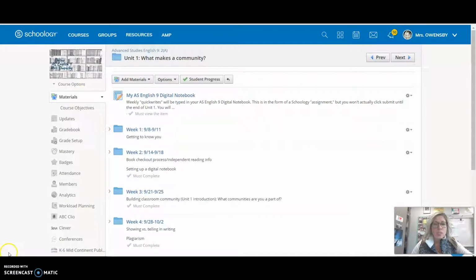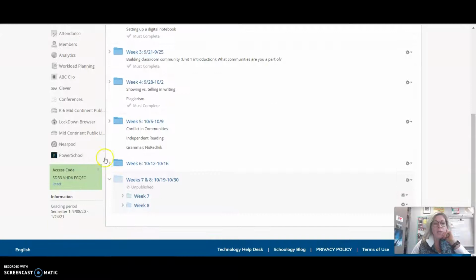Hey guys, I just wanted to introduce the last 2 weeks of our first unit in AS English 9. So it's pretty crazy, time flies. But as you can see, I combined the last 2 weeks of this unit. So weeks 7 and 8 are in the same folder.